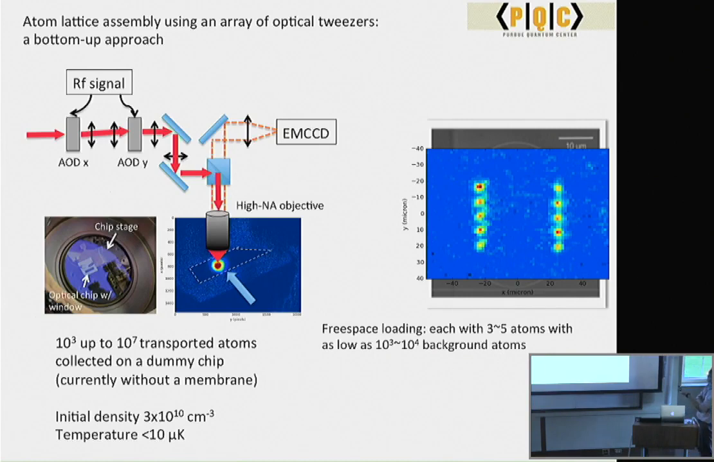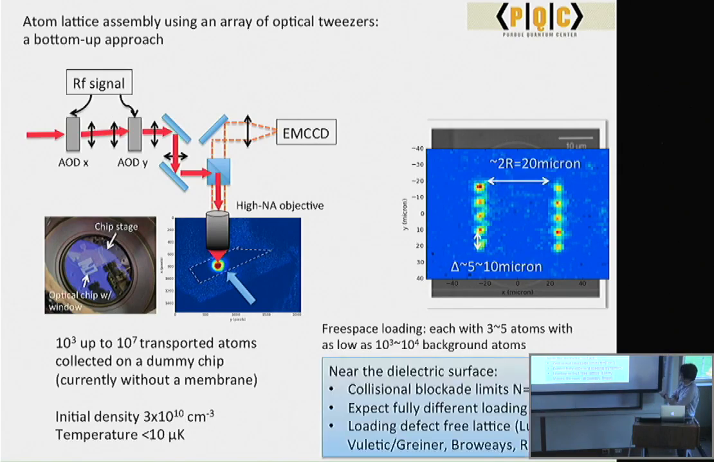Currently, of course, this loading is done in free space. There's no structure in it. But with free space loading with these tweezers, actually the loading is highly efficient. With only like 1,000 to 10,000 background atoms, we can already load about 3 to 5 atoms in each of the traps. So these traps are not collisional blockade limited. But once we load this trap onto the waveguide, we respect collisional blockade. We limit the number of atoms within each trap to be 0 or 1.